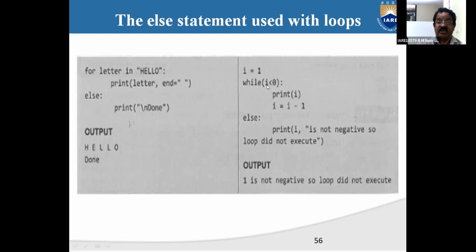Then it's going to check the condition: I is less than 0. Print I, so I will be decremented. Else, print "I is not a negative". So the loop did not execute.